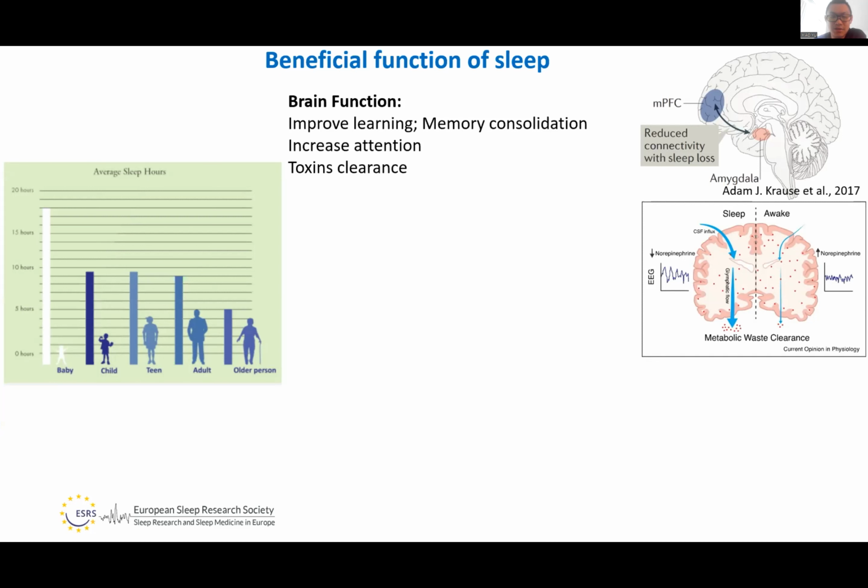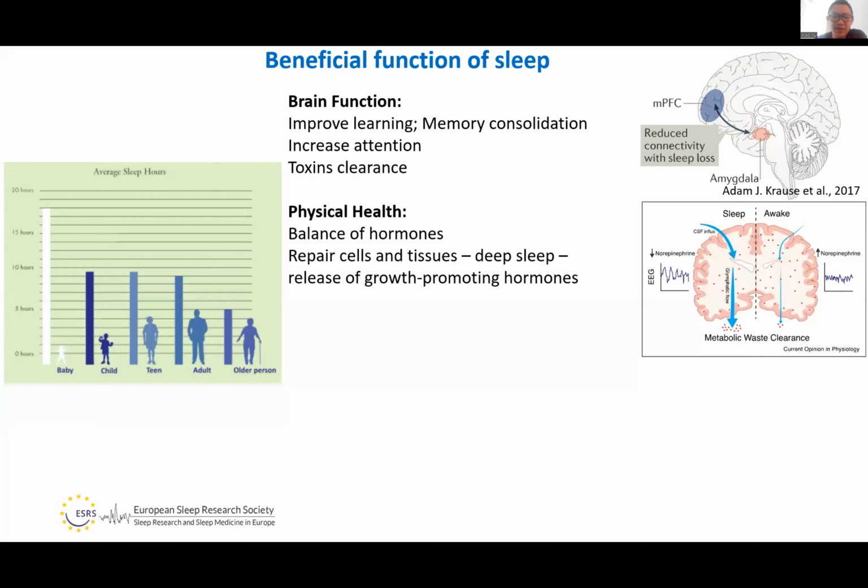Sleep loss can reduce the connectivity of the brain. For example, sleep deprivation reduces connectivity between amygdala and prefrontal cortex, hippocampus, and other cortical areas. Sleep helps to clear metabolic waste. So here shows the CSF circulation is much more vigorous during sleep, which can help brain clearance. And sleep can balance the production and the release of hormones. So if we don't get enough sleep, we might get obesity due to a disrupted hormone level.